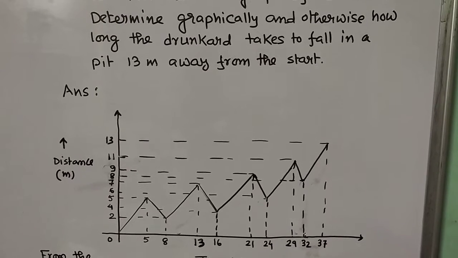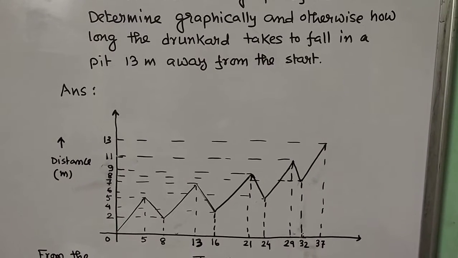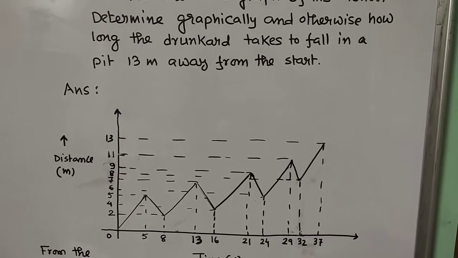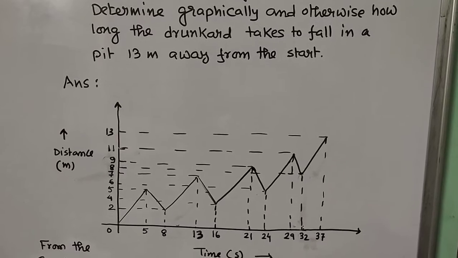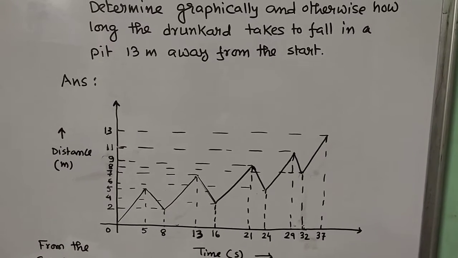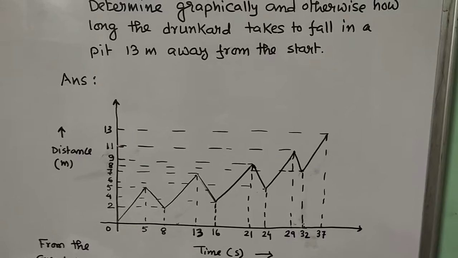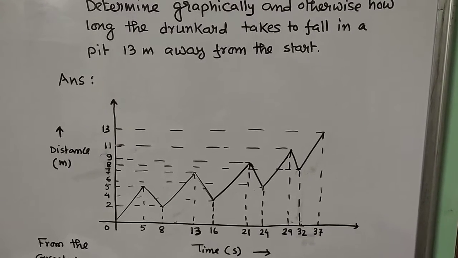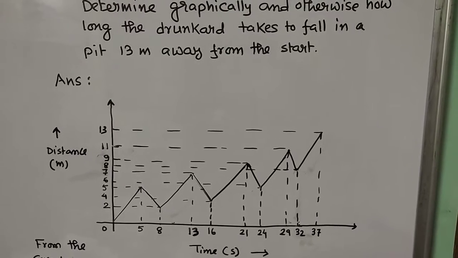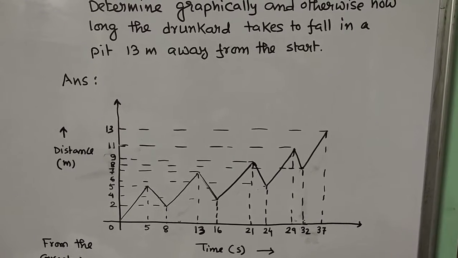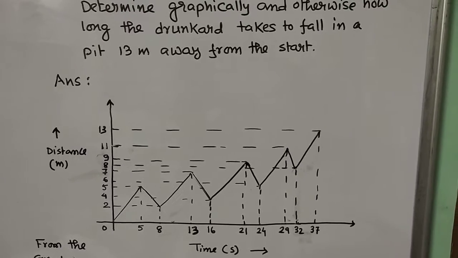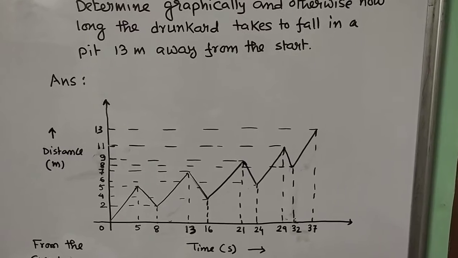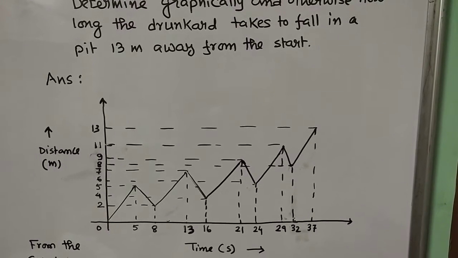Okay, and after that again the person moves back by 3 steps. So 7 is there, so 3 steps back means it's 4 now, and the corresponding time is 13 plus 3, which is 16. So 4 meters corresponds to 16 seconds. Again the person moves 5 steps forward, so now it is 9, and the time is 21. So 21 seconds corresponds to 9 meters.